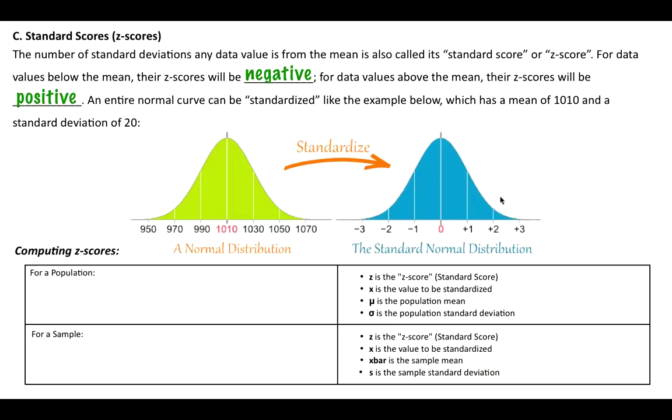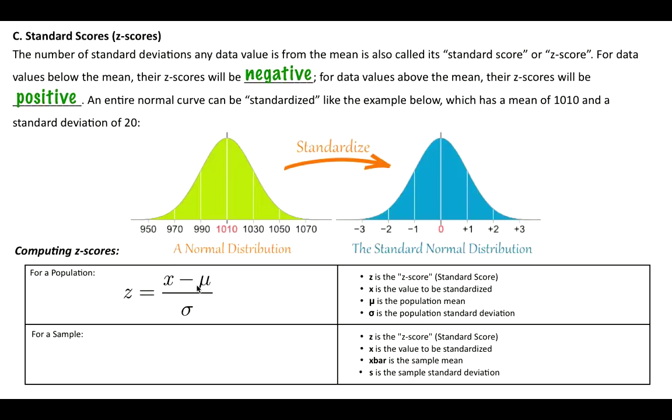Z-scores. So for a population, to find the z-score, or the standard score, or how many standard deviations you are away from the mean, you take your value of interest, the value that you're standardizing, which is your x. You subtract the mean from it. So essentially you're finding its distance from the mean in the same units that you used for your study. And then you divide by the standard deviation. So if you want to know how many standard deviations you are away from the mean, you take your distance from the mean and divide by your standard deviation.